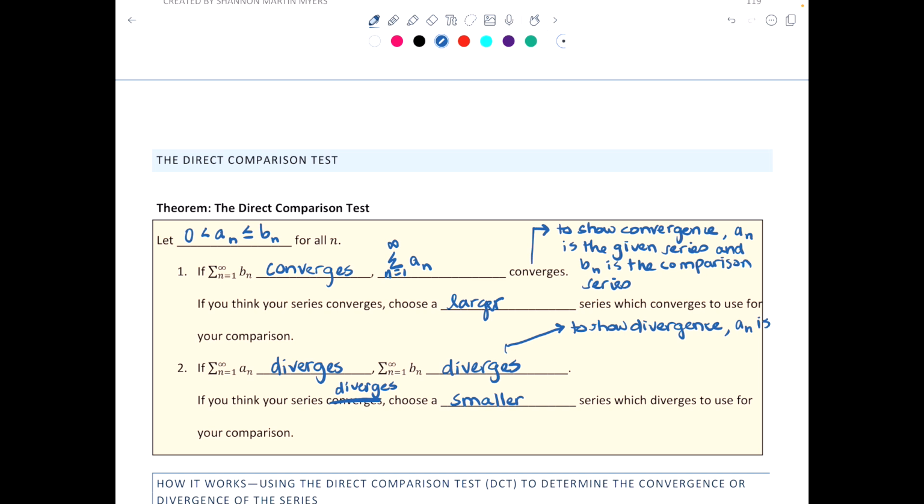a sub n is actually a sequence. We should change this to sequence here, because it's inside. The sequence we choose, which is smaller, and b sub n is the given sequence. Cool, cool? Okay, so now how it works.